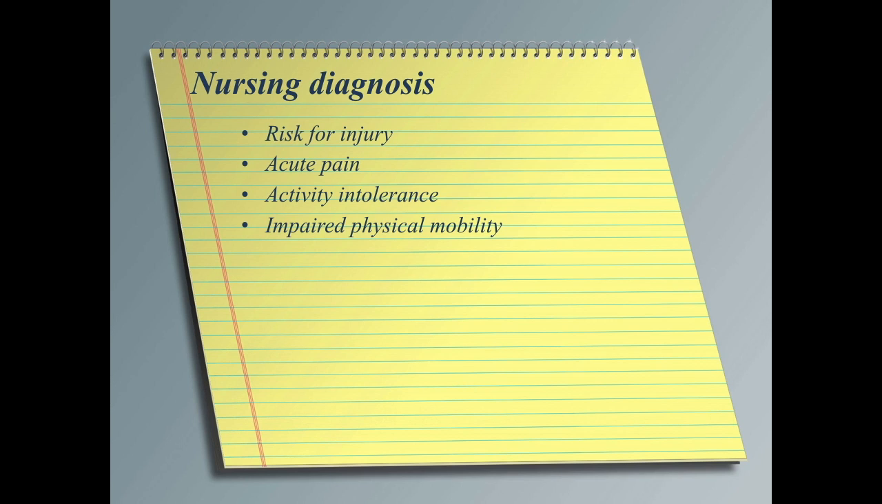If they have a bleed, then they have acute pain, and that might also lead to activity intolerance, as well as impaired physical mobility. So the risk for injury is our biggest one that we need to address, especially when we're prioritizing our care and giving patient education.